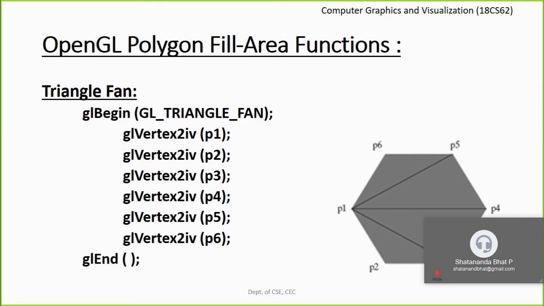Apart from this, you also have GL triangle fan. You might have seen the Japanese fans which open and close, which is made out of paper or bamboo, right? Something similar to that. In GL triangle fan, multiple triangles are formed, but one of the vertices will be fixed for all the triangles that will be formed. For example, in this particular example here, vertex P1 will be a common vertex for all the subsequent triangles that you're going to draw. That is called as a GL triangle fan.